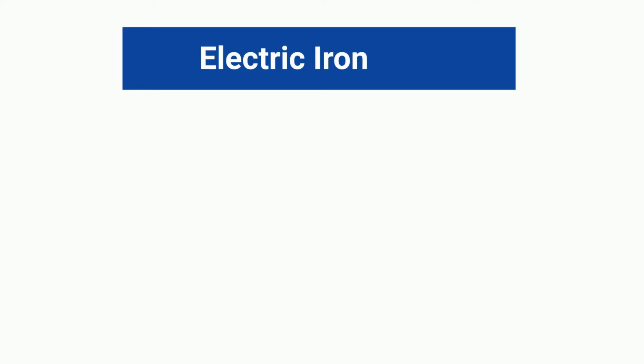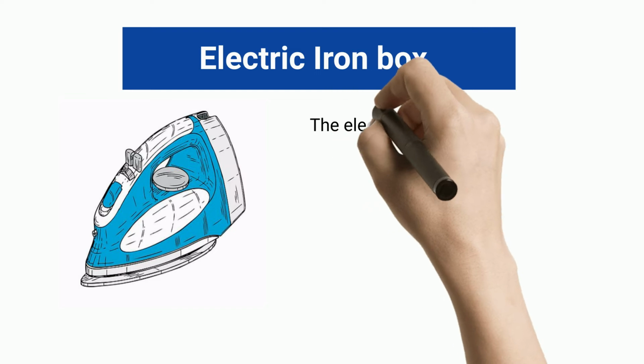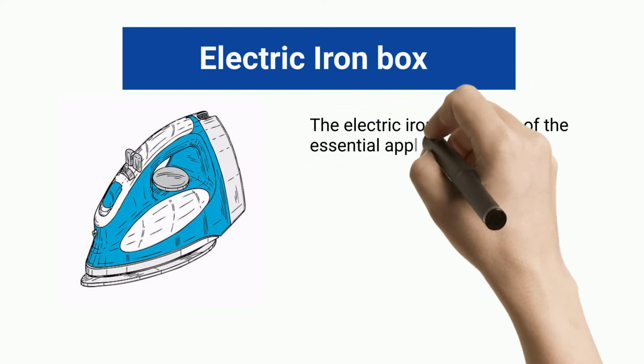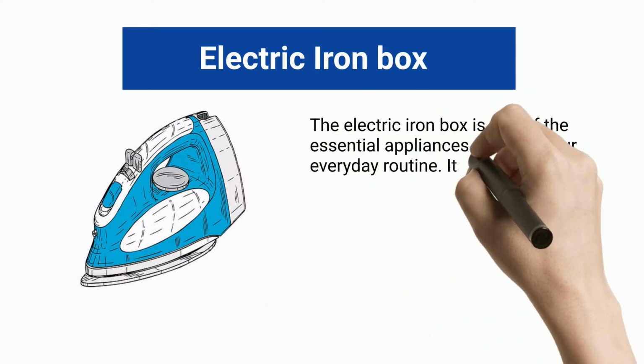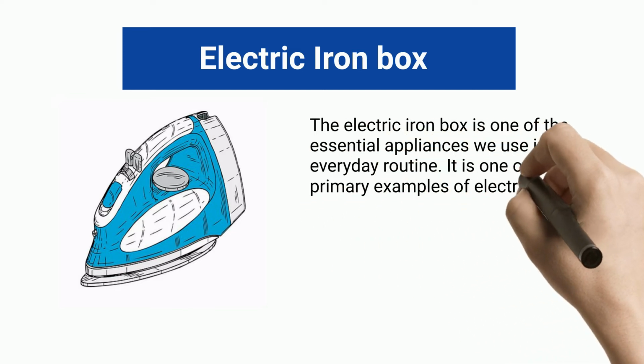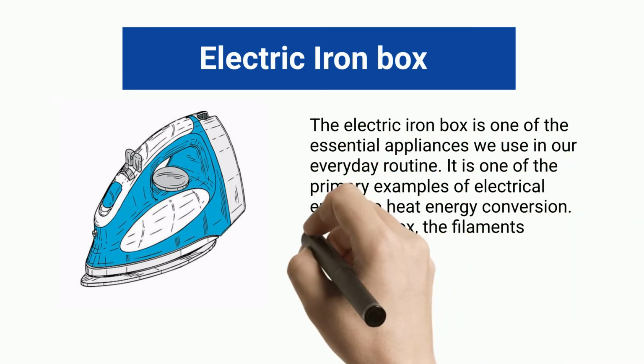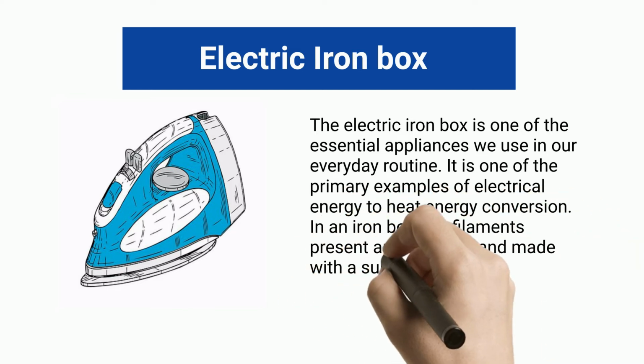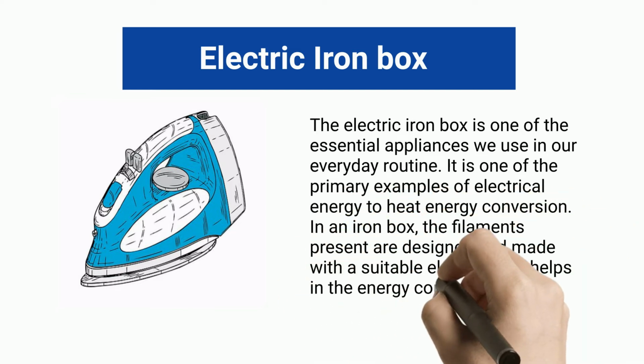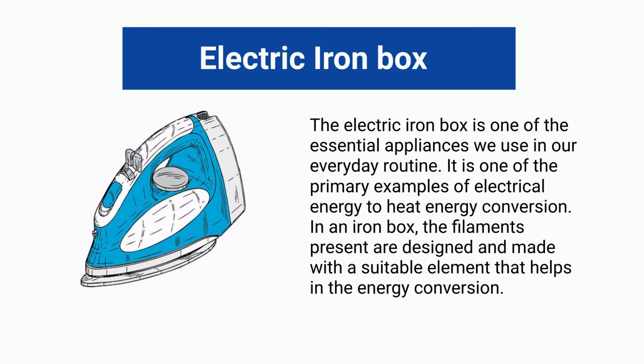Electric iron box. The electric iron box is one of the essential appliances we use in our everyday routine. It is one of the primary examples of electrical energy to heat energy conversion. In an iron box, the filaments present are designed and made with a suitable element that helps in the energy conversion.